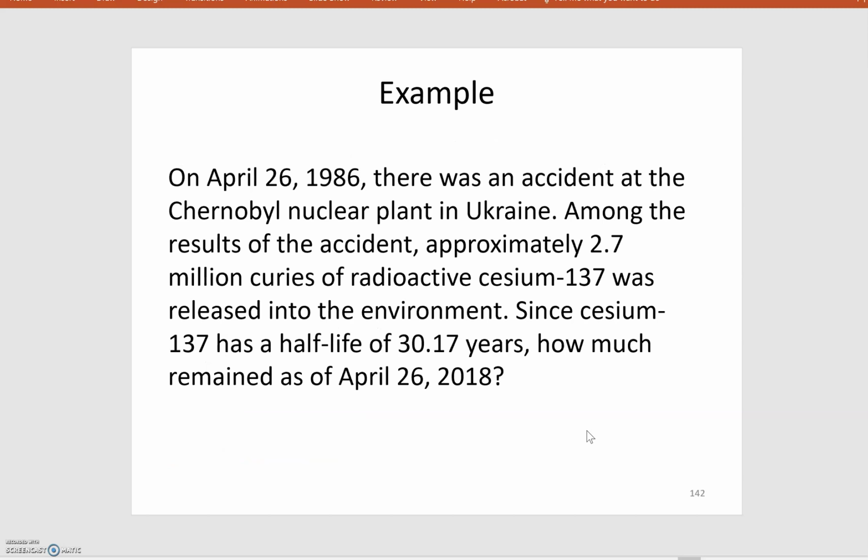All right, moving along. On April 26, 1986, there was an accident at the Chernobyl nuclear plant in the Ukraine. Among the results of the accident, approximately 2.7 million curies of radioactive cesium-137 was released into the environment. This radioactive isotope has a half-life of 30.17 years. How much remained on April 26, 2018?